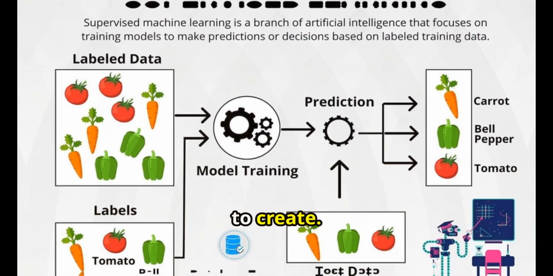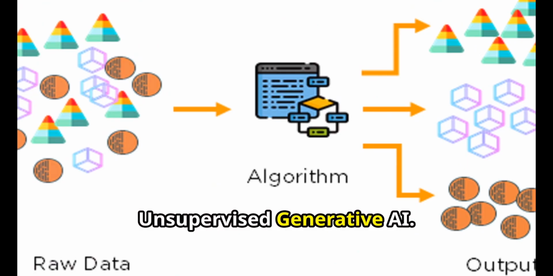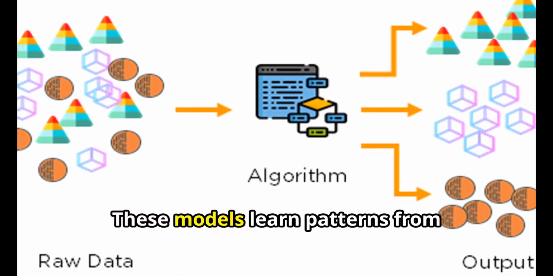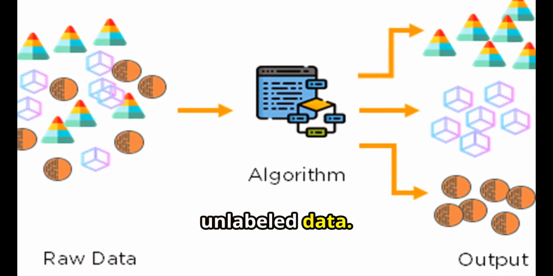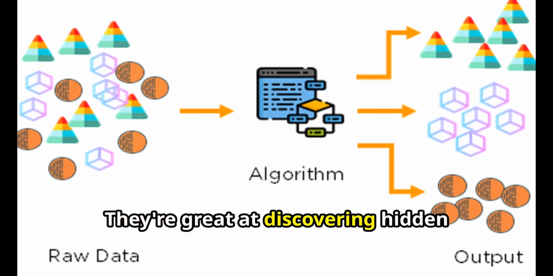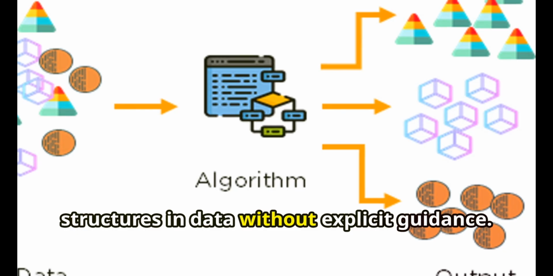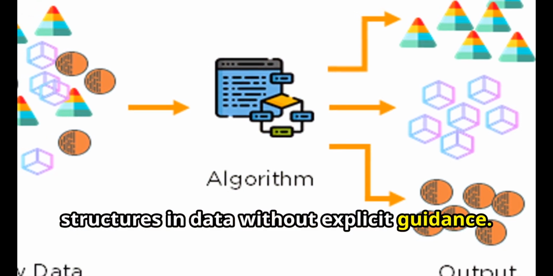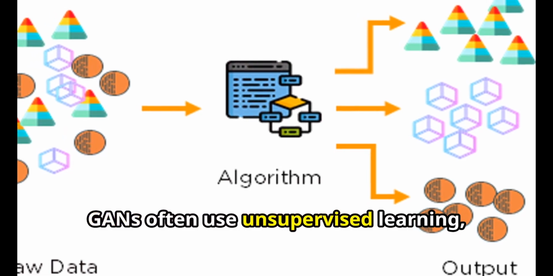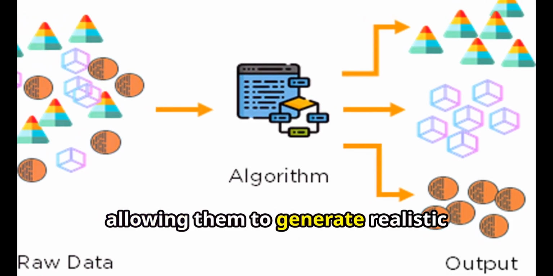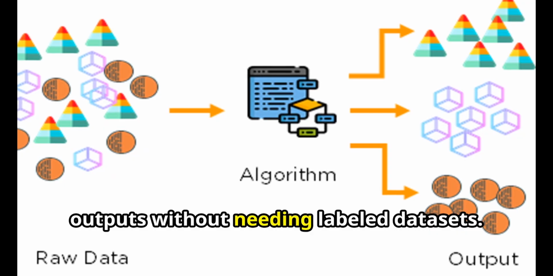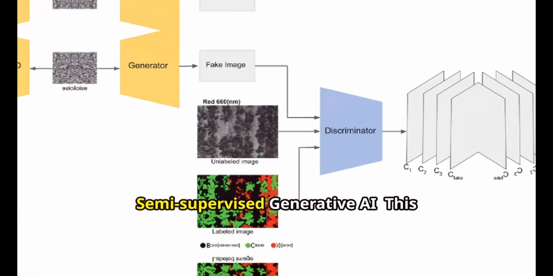While this approach can lead to very accurate outputs, it requires a lot of labeled data, which can be expensive and time-consuming to create. Unsupervised generative AI. These models learn patterns from unlabeled data. They're great at discovering hidden structures in data without explicit guidance. GANs often use unsupervised learning, allowing them to generate realistic outputs without needing labeled datasets.